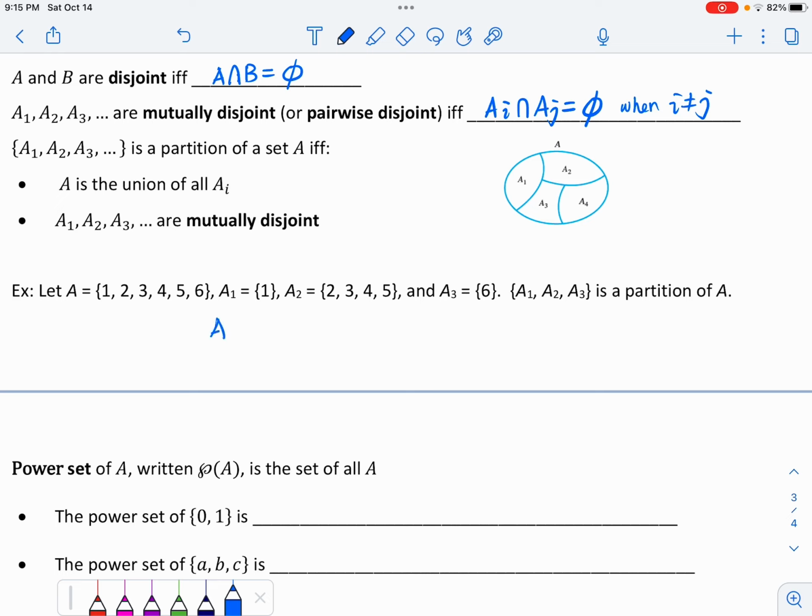Of course, this is another partition if you want. Set A1 contains 1, 2. Set A2 contains, say, 3, 5. And set A3 contains 4, 6. Now this is also another partition of this set A.